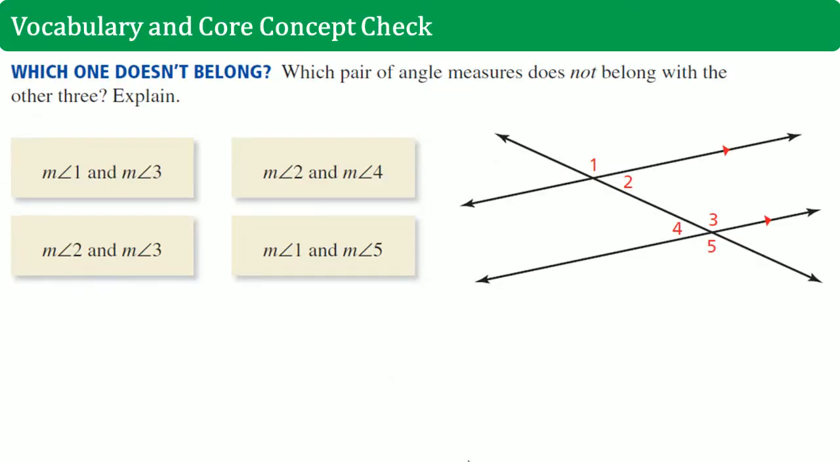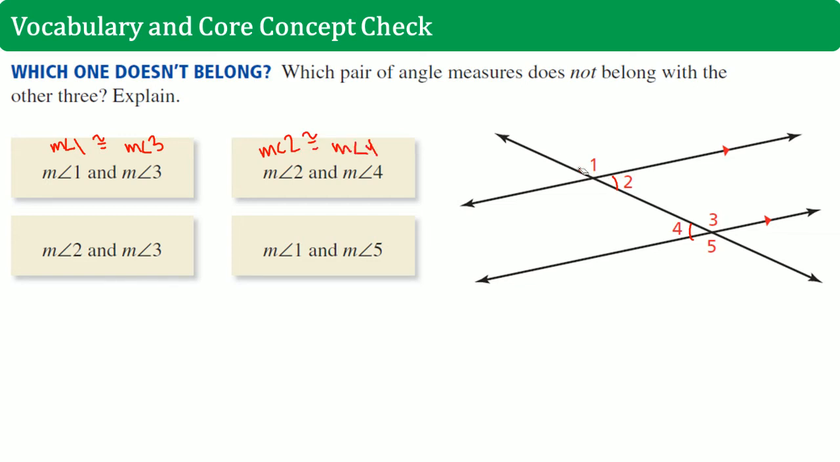So let's do a vocab and core concept check here. Looking at these, which pair of angle measurements does not belong with the others, and explain why. Let's go over this in detail and see if it makes sense. Here we see angle 1 and angle 3. These two are congruent because they are corresponding. So angle 1 is congruent to angle 3. Angle 2 and angle 4, those are alternate interior angles, so those are the same. Angle 2 is congruent to angle 4.